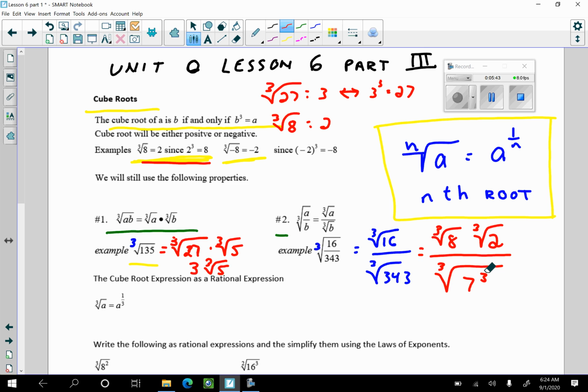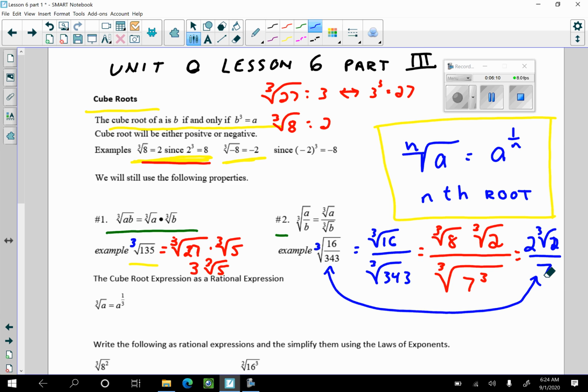Well, what's the cube root of 7 cubed? That's going to be 7. So we can simplify this particular expression. The cube root of it is 2. I still have the cube root of 2. And the cube root of 7 cubed is just 7. So this expression simplified is equal to this expression.